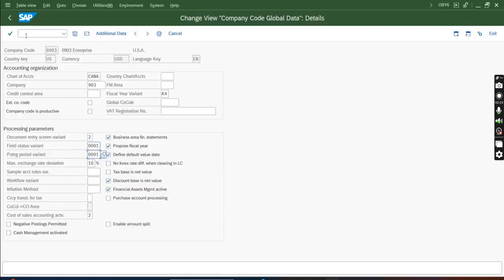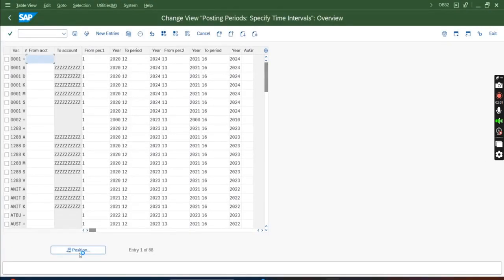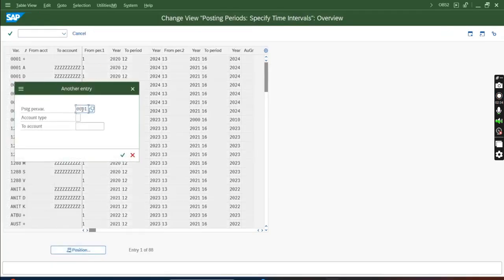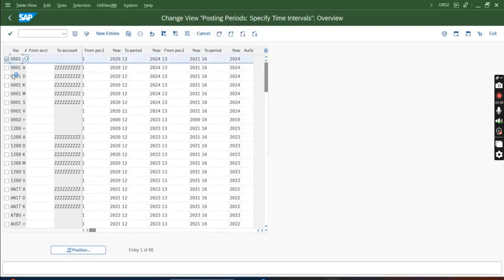So what does this posting period variant mean? You can go to the T code OB52 and you'll see the posting period variant. Our variant is 0001. Just enter the posting period variant 0001, and from here till here, this is our posting period. Currently 1st Jan of 2020 till 31st December of 2024 is open. This is a development environment or a sandbox. That's why almost 4 years are open, that is 48 periods.